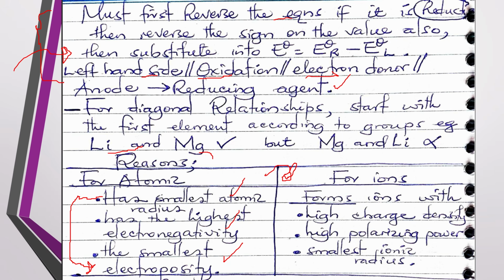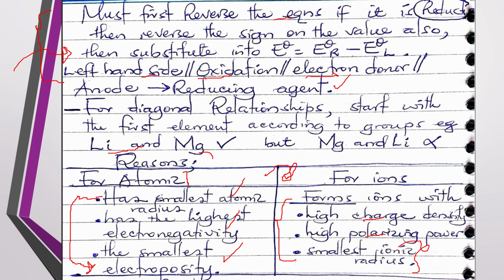So you can start by saying that both of them form ions with high charge density. Both of them form ions with high polarizing power. Now here you are seeing that we are talking about charge density, polarization power, and ionic radius. These ones are under periodicity values. But this one comes in case you are looking for more reasons which are not attached to their atoms.